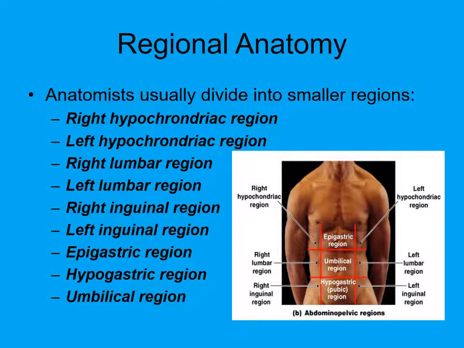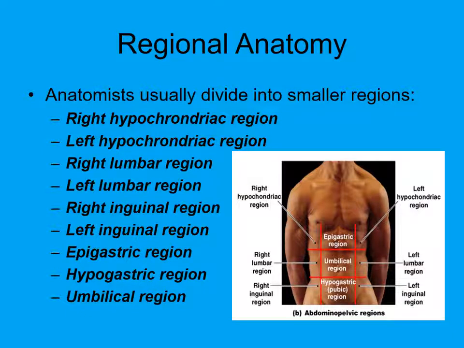Well, the patient has a pain in the abdominopelvic region. Well, okay, can we narrow that down? Because that could be this whole entire region right here. That's not helping me a whole lot. So let's narrow it down. We can divide it into even smaller regions than those quadrants. We can divide it into 9 different regions.